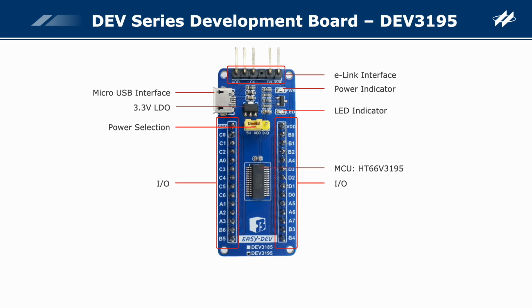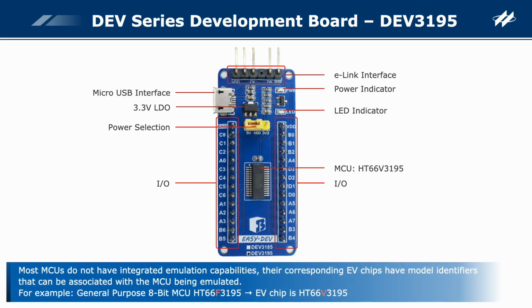HT66V3195 main control MCU. Most MCUs do not have integrated emulation capabilities. Their corresponding EV chips have model identifiers that can be associated with the MCU being emulated. For example, the general-purpose 8-bit MCU HT66F3195 corresponds to the EV chip HT66V3195.